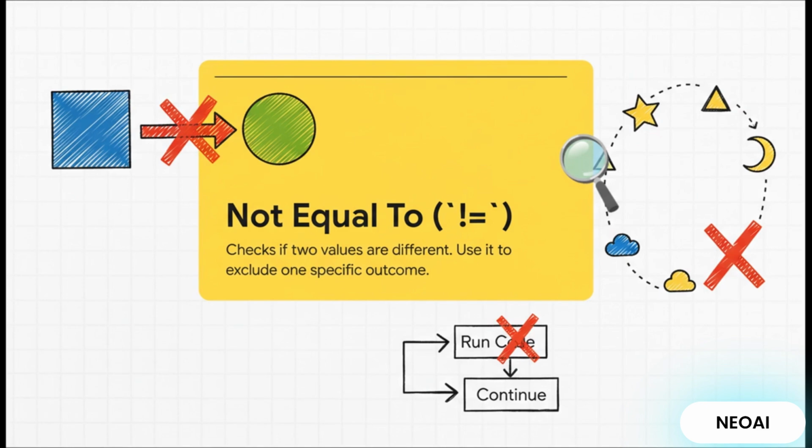First up is not equal to. This is your best friend when you need to check if two things are different. Think about it. You've got a game menu, and you want the game to keep running as long as the player's choice isn't exit. That's the perfect job for not equal to. It's all about excluding one specific thing.